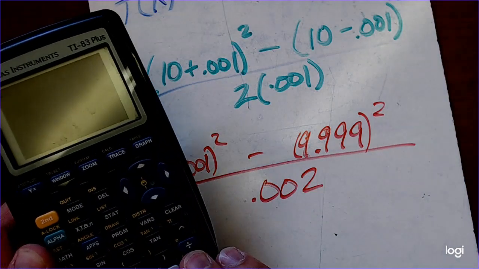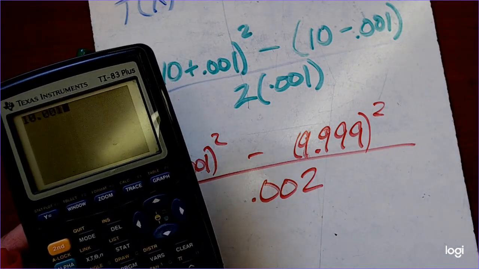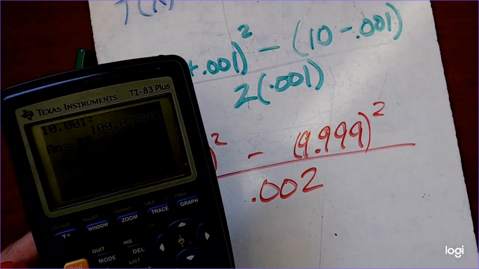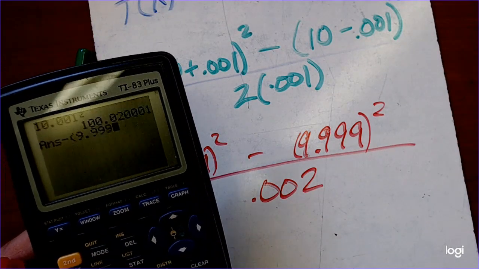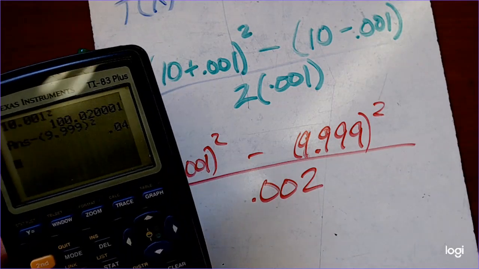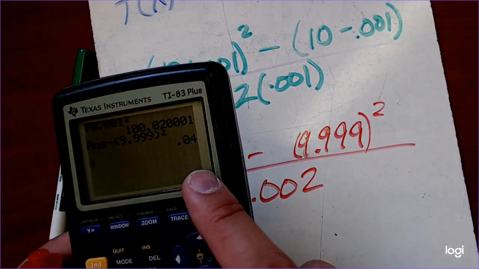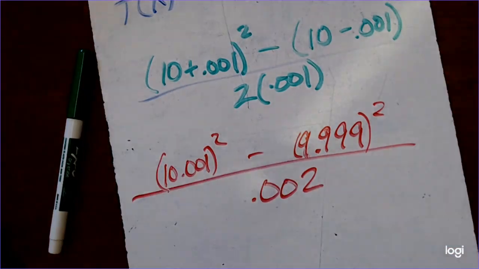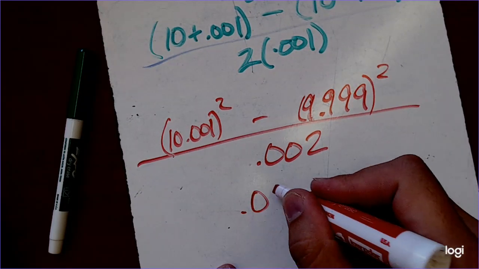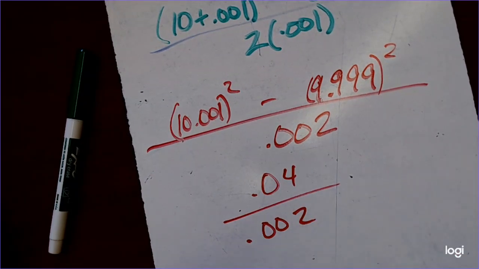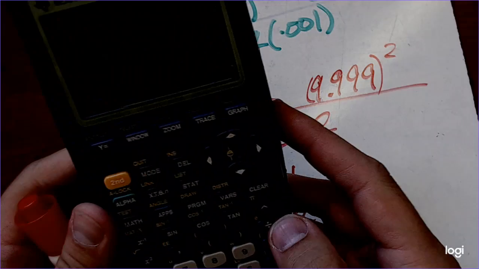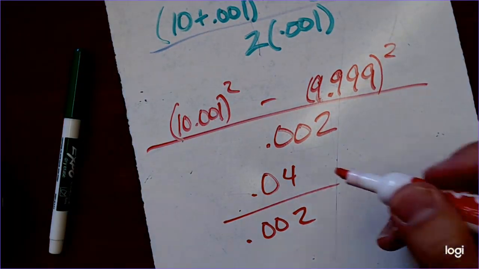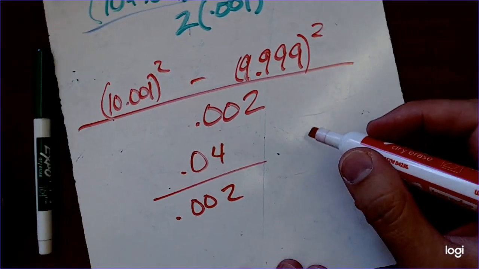So then we type in 10.001. We'd square that. We end up with that number. And then we'll subtract 9.999 squared, and we end up with 0.04. Now you can see it. So our numerator is 0.04 over 0.002. Let's go ahead and divide those. Divided by 0.002, and I get 20. So it's telling me the numerical derivative is 20.